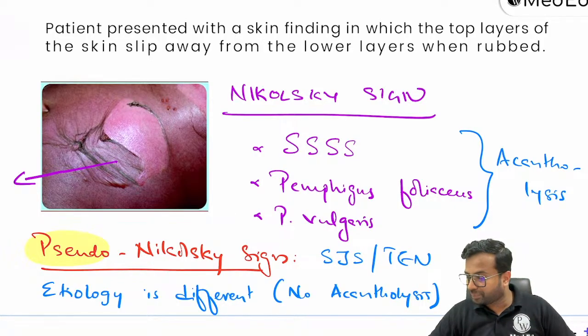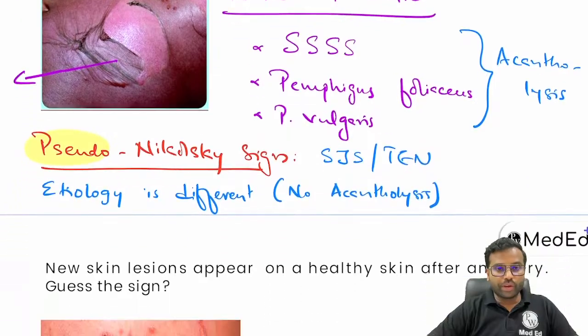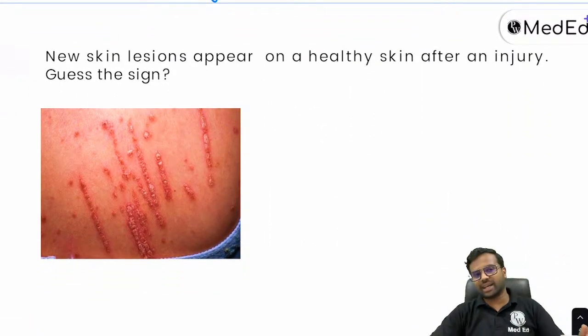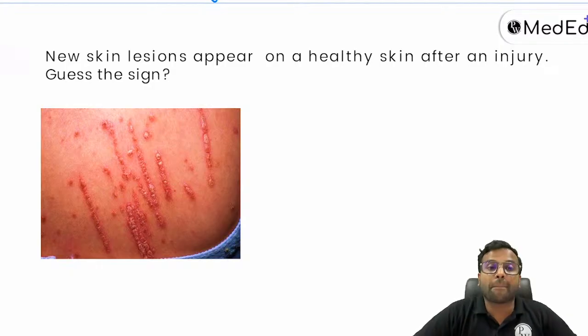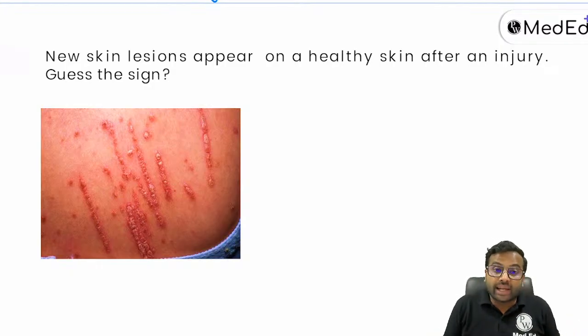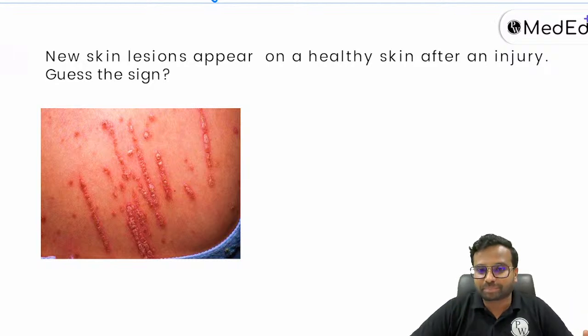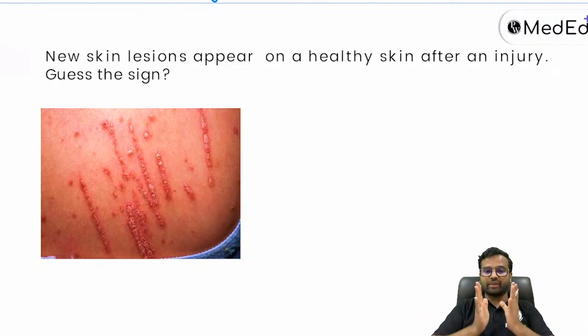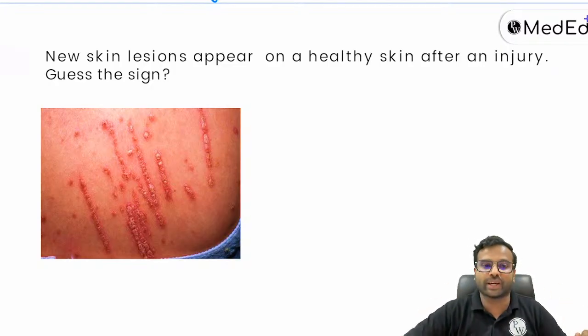So shall I continue? Now going further to the next MCQ or the next clinical sign. New lesions appear on healthy skin after an injury. Guess the sign. This is also a very common sign and a very important sign for your exams, because it is a repeatedly asked topic. What is this? Anybody? I'll just wait for your answer. I'm giving you a few seconds to answer.